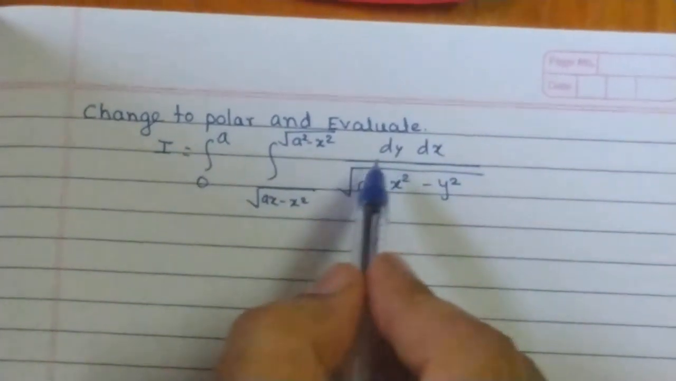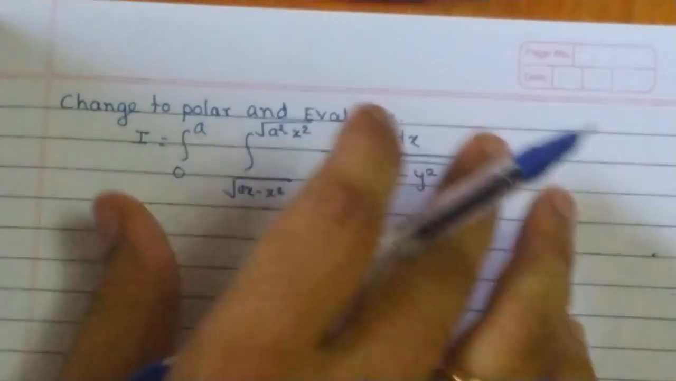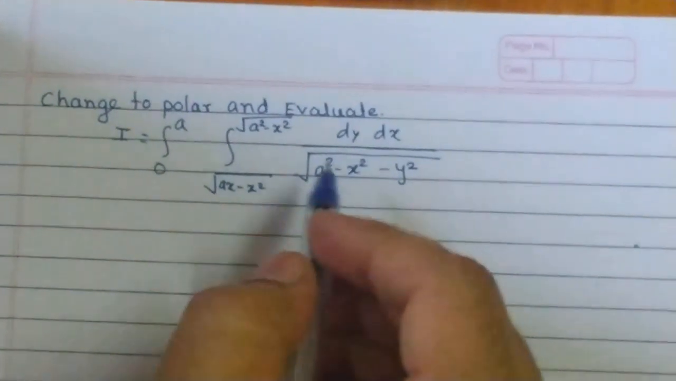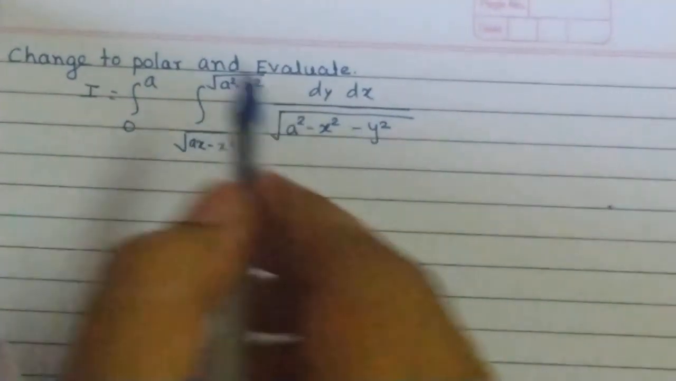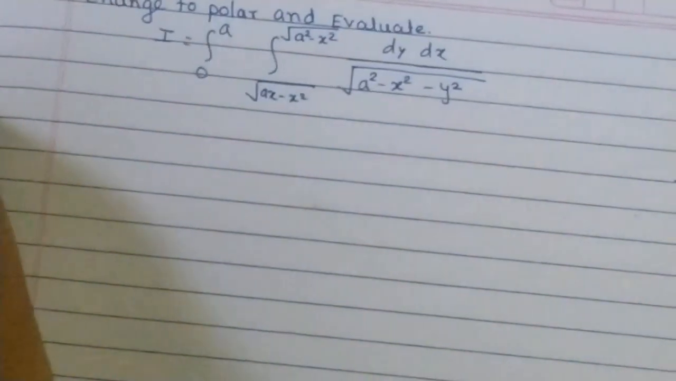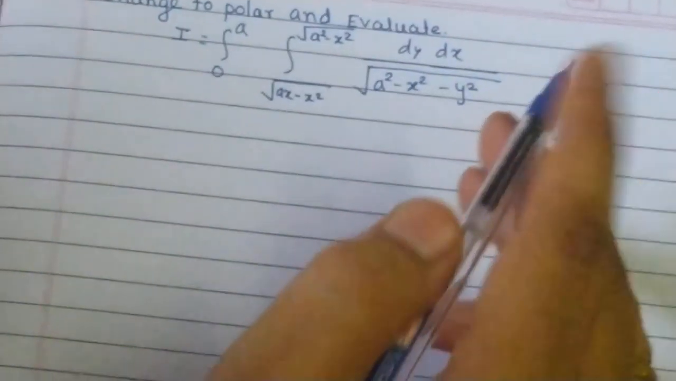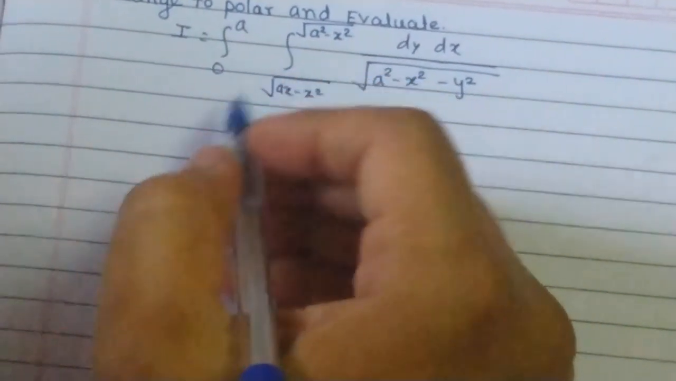Okay, welcome to this problem, change to polar and evaluate. This is a very popular example from university examinations. Let's come to this. First of all, this problem is given in terms of x and y, that is, a Cartesian coordinate system problem is given. We have to change it to polar. So our first step is to write the limits.